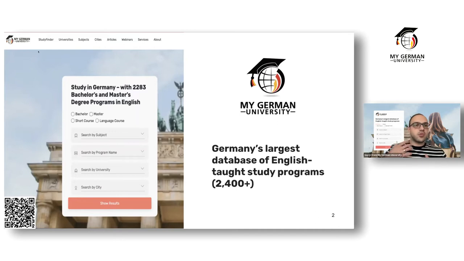Our mission, to put it simply, is to help international students like you on their way towards studying in Germany. And our study finder is exactly one of the ways of doing that. On the top left, you can see the study finder. When you click on that, you'll be able to find lots of filters. For example, you can even find a program according to your IELTS score or TOEFL score, et cetera. So it can go that specific. And I would strongly suggest you make good use of it.